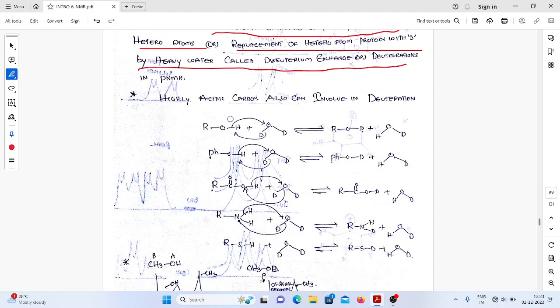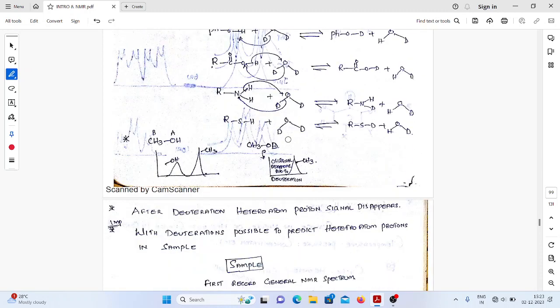See what we are doing? This proton is the heteroatom attached proton. We are going to replace this proton with deuterium by reacting the moiety with what? Heavy water. Thereby, the hydrogen is replaced with deuterium. This phenomenon is commonly called deuterium exchange, deuteration. Okay. So, how is deuteration useful in NMR studies?